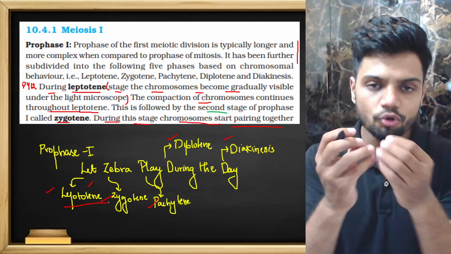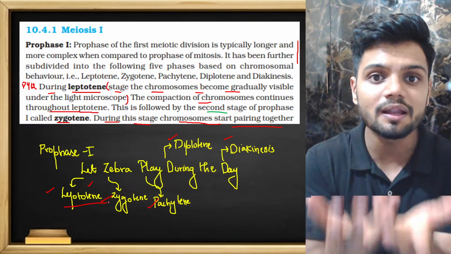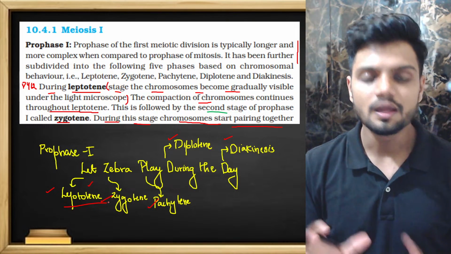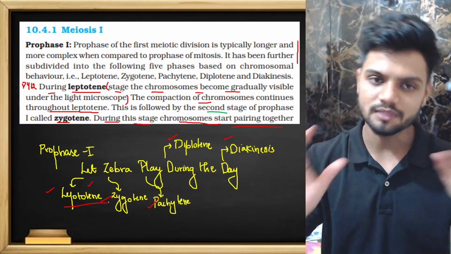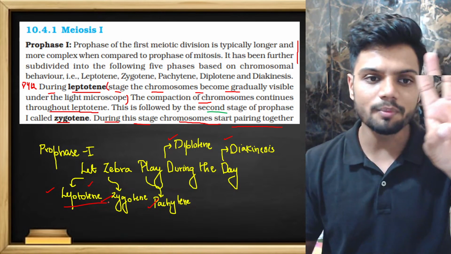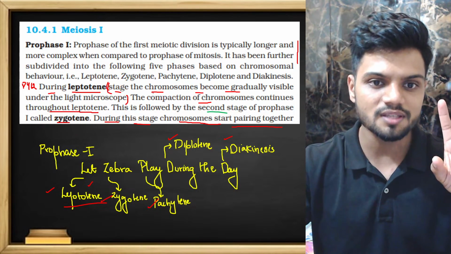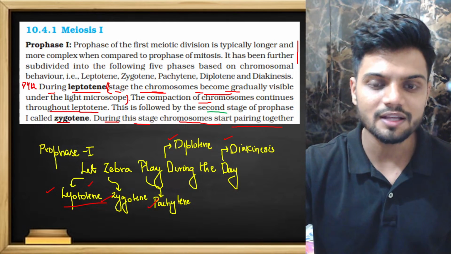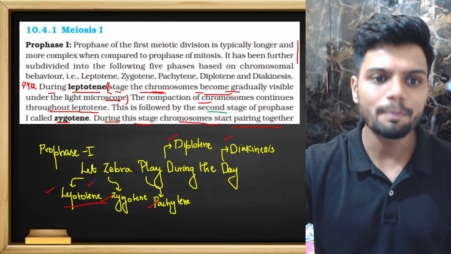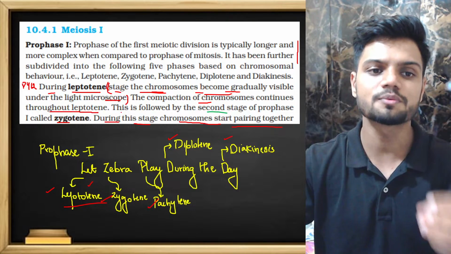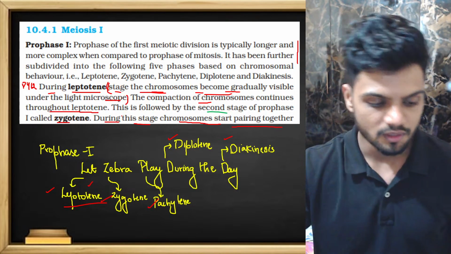In leptotene, chromosomes are becoming gradually visible under the light microscope, and condensation is starting. That's all, two main points. Chromosomes becoming visible under the light microscope, and compaction of chromosomes starting. Leptotene done.